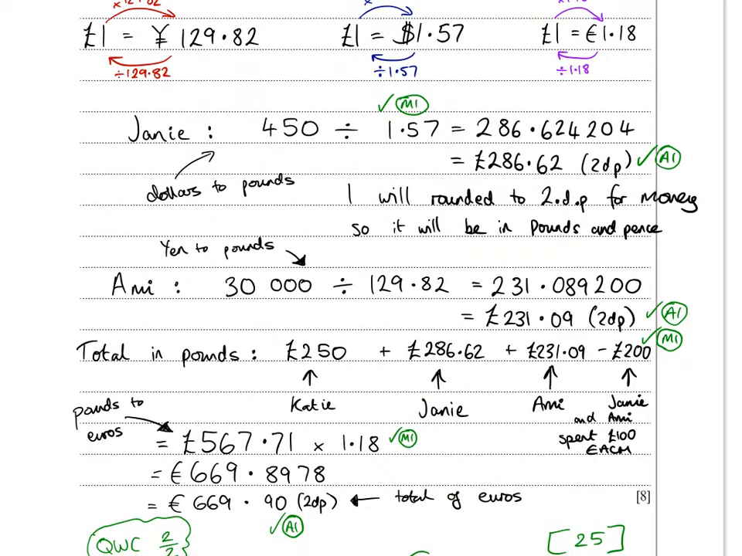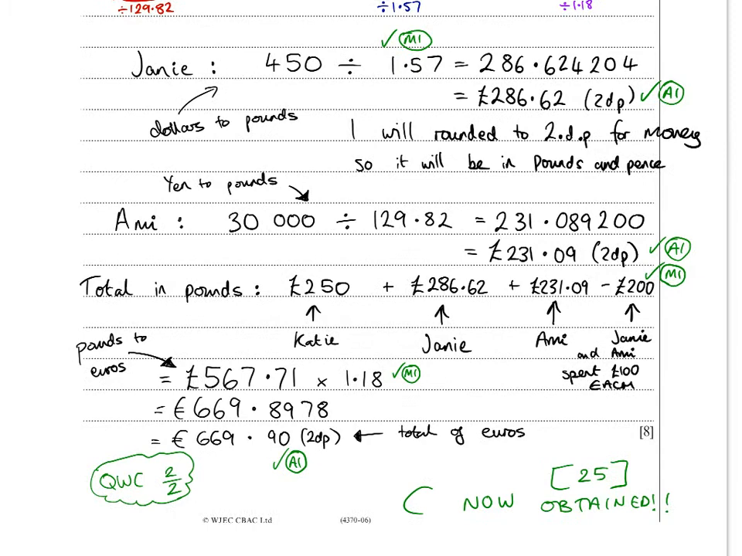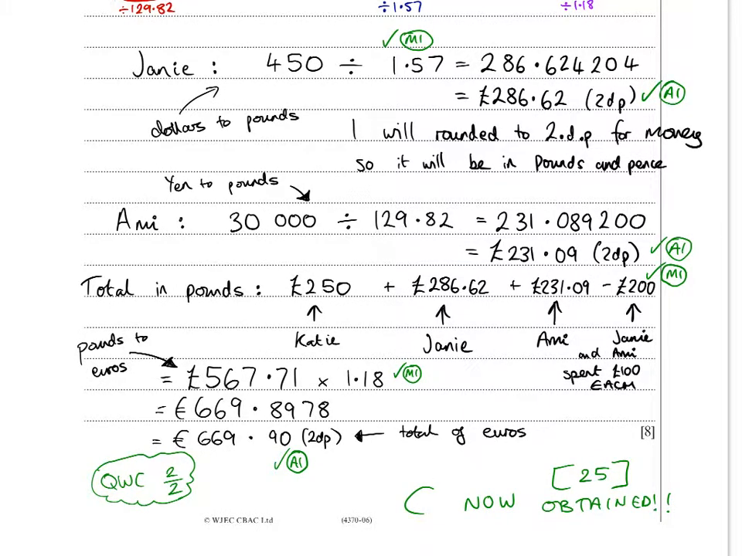So I found their total in pounds was £567 and 71p. I multiplied that by 1.18 to turn it into euros, which gave me 669.90, to 2 decimal places. What you need to be getting... Okay? So I had 6, 7, 8. Fine. Did you have 669-ish? Yeah, fine. Not an issue.